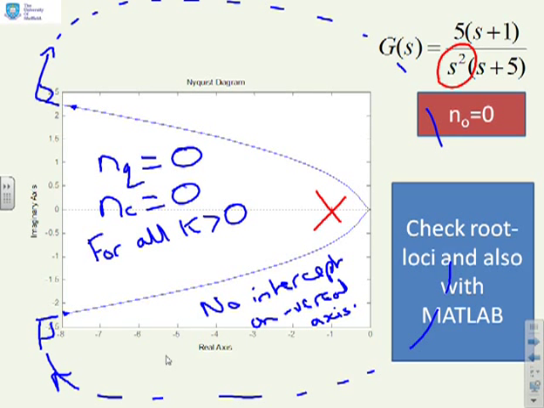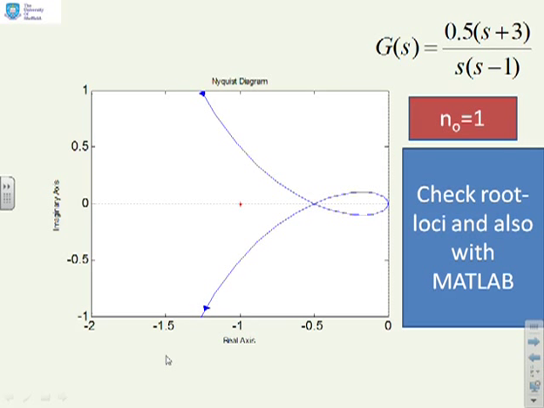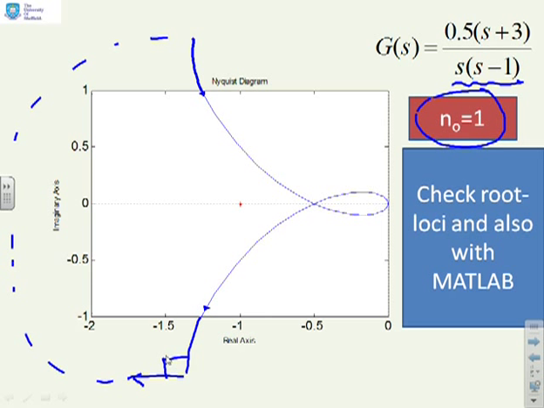So final example. In this one, we've added a right half plane open loop pole. You see we've got S and S minus 1. So now we've got NO equals 1 for that single right half plane pole. So as always, let's start by completing our Nyquist diagram. So I add my right angle there. I add my clockwise rotation of 180 degrees. Okay, join with another right angle.